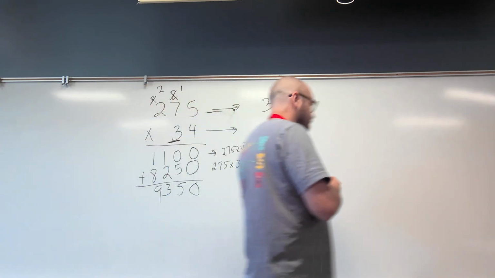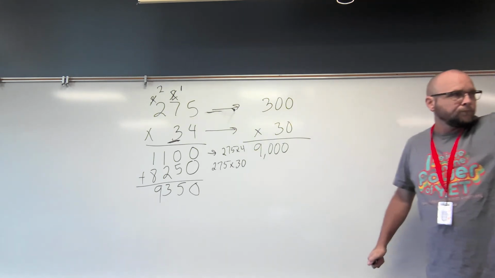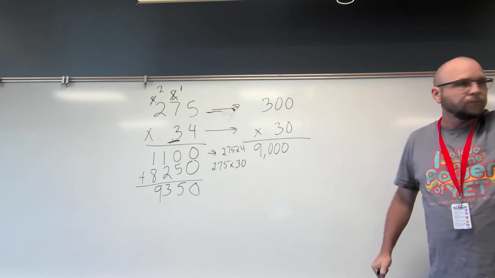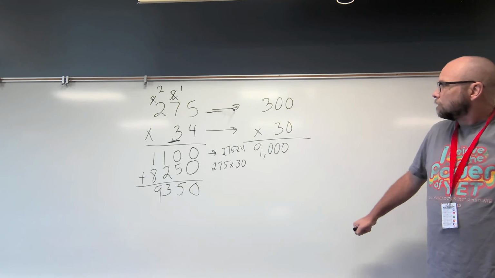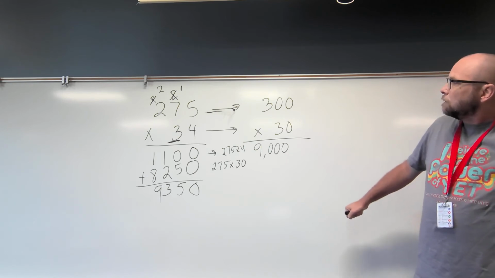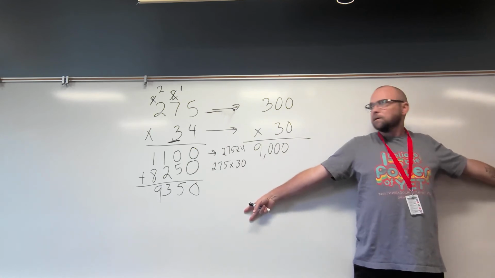So 9,350. Is that close to our estimate? Yes. Did I mess up? Yes. Because you said earlier that it has to be less than 9,000. Yeah, you said earlier it has to be less than 9,000. Yeah, or you made a mistake. Okay. You're right. I said it had to be less than 9,000.